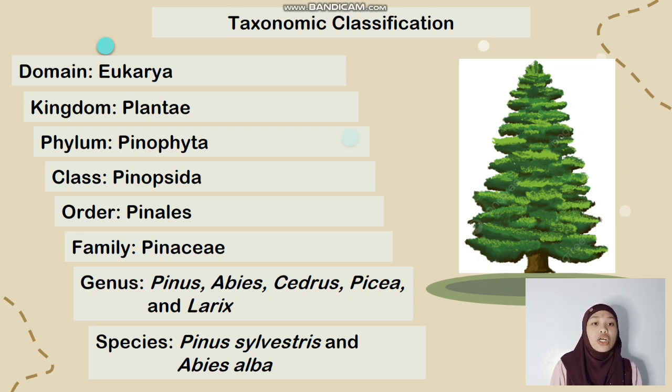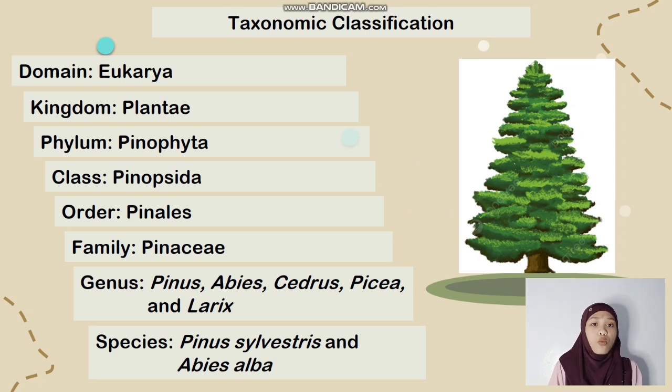Order Pinales, coniferous trees including pines, spruces, firs, and cedars. Family Pinaceae, which we'll be discussing today. The family of conifer trees like pines, firs, spruces, and cedars. Genus. The Pinaceae family includes several types of trees such as Pinus or pines, Abies or firs, Cedrus or cedars, Picea or spruces, and Larix or larches. These genera include different species that vary in appearance and habitat.